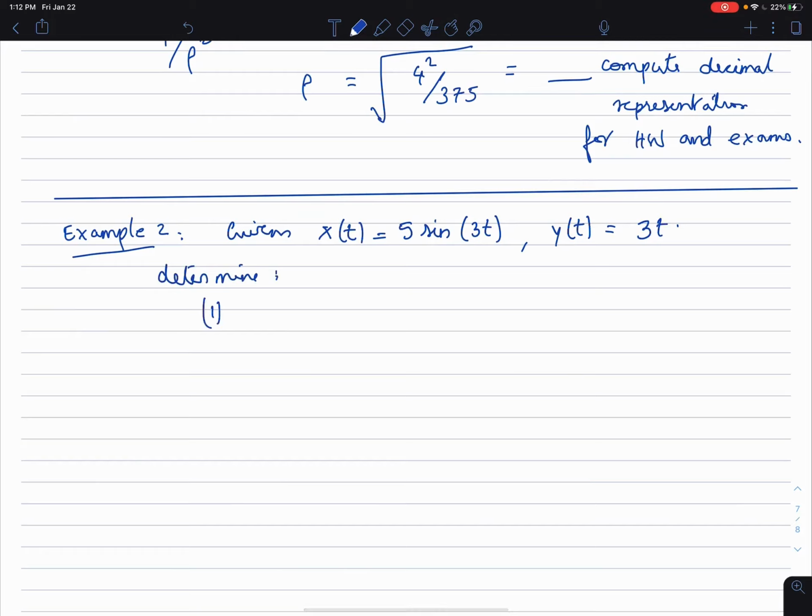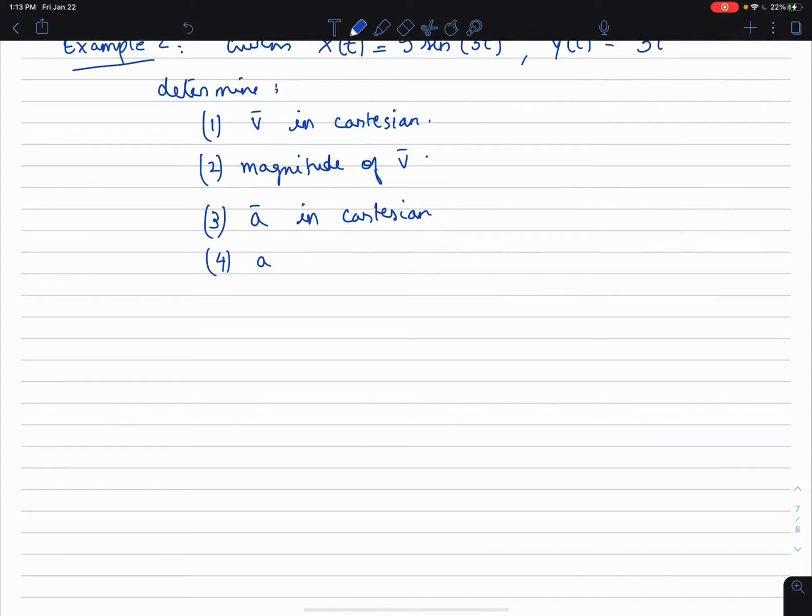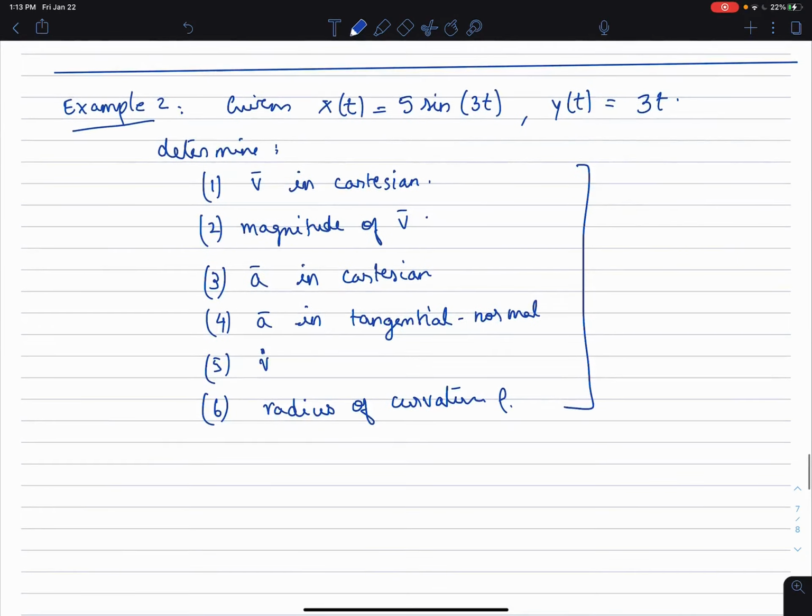the following things: v in Cartesian, magnitude of v, a in Cartesian, a in tangential normal, v dot, and then radius of curvature rho. And let's say all of these at time t equals 1 second.